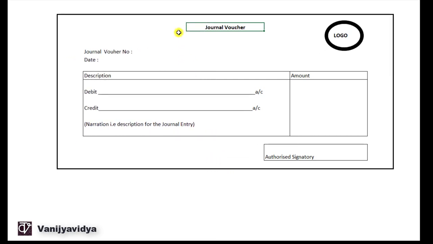Journal voucher. Journal voucher is for passing a journal entry. So logo, journal voucher number, date, description, amount, debit so and so account, credit so and so account, narration, that is description of the journal entry wherein we can specify what is the reason for passing this particular journal entry, and here an authorized signatory who has approved this journal entry. So this was about journal voucher.